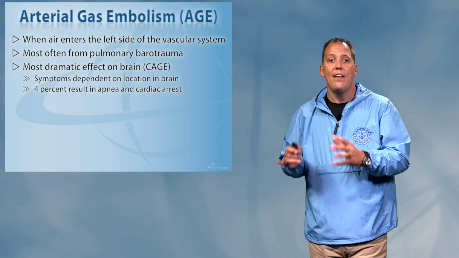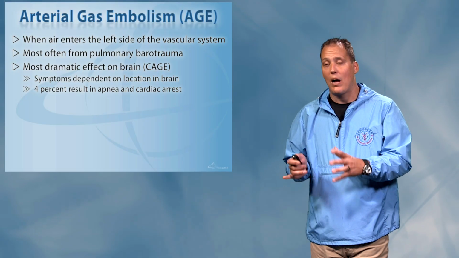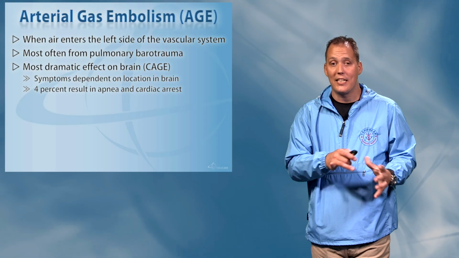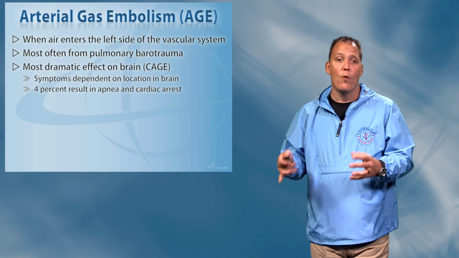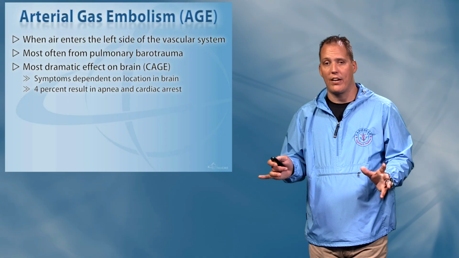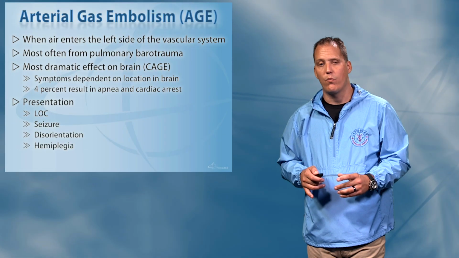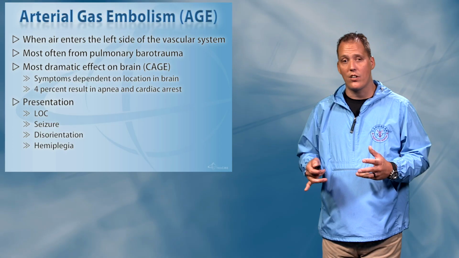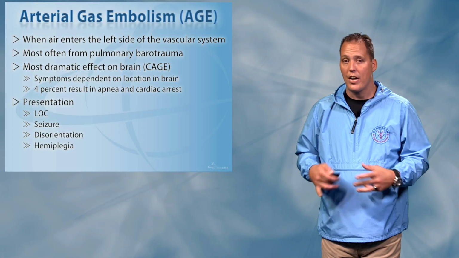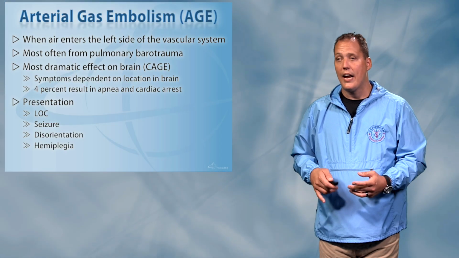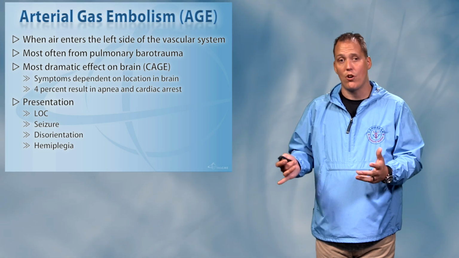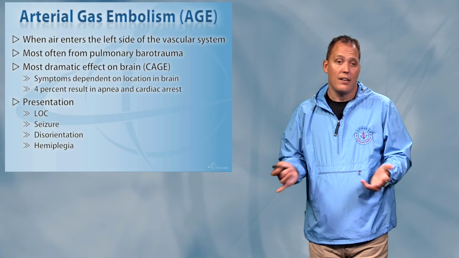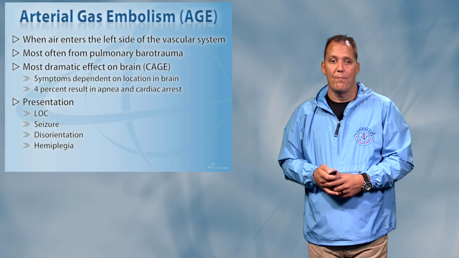Now, in this, of course, your symptoms will be associated with where the bubble is in the brain, right? But you need to know that 4% of these result in immediate apnea and cardiac arrest. And those are a tough one to deal with. Your other common presentation, like I said, immediate loss of consciousness, seizures, disorientation, hemiplegia. It looks just like a stroke, right? And of course it is. It's an ischemic stroke. The difference is it's not hemorrhagic. It's caused by a bubble. It's caused by a gas introduction.